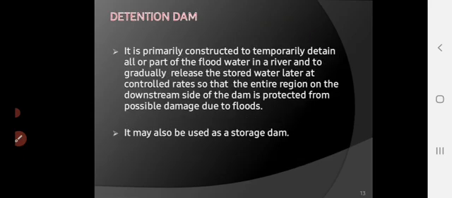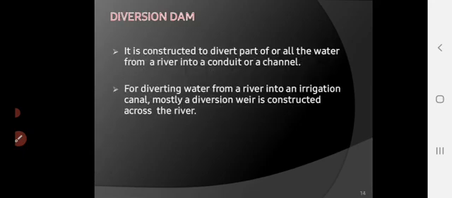Detention dam. It is primarily constructed temporarily to detain a part of the flood water. At the time of heavy flood, a part of the excess flood water is stored and gradually released. So for detention of flood water, the dam is constructed. Diversion is to divert the water from the river to the channel. For that purpose, a small height dam is constructed. Okay, these different types of dams are of varying height. Like a diversion dam, the only purpose is to divert the water, so it may be 2-3 meters height, right?